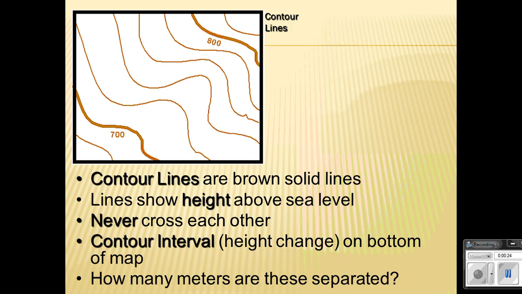Some key indicator things that you need to know are that contour lines are these lines on the map that are brown in color typically, and they show height above sea level. They never cross each other because they each indicate a certain height above sea level. And there's an interval, and the interval is constant throughout that one map.